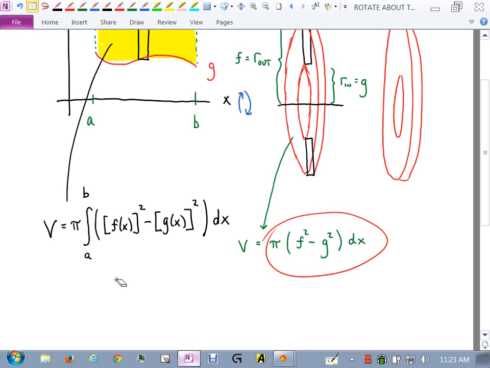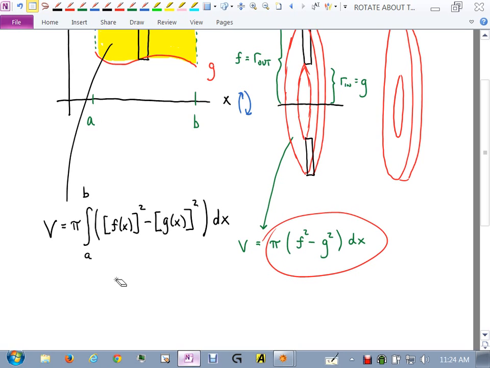Now I believe that on your sheet that I just gave you, the notes, did you get this? I jumped across, just look down here, it's the last formula on the first sheet. Volume is pi, a to b, f squared minus g squared dx, rotating region between two functions about the x-axis. Okay? That's what we're doing. So do you see where that formula comes from now?